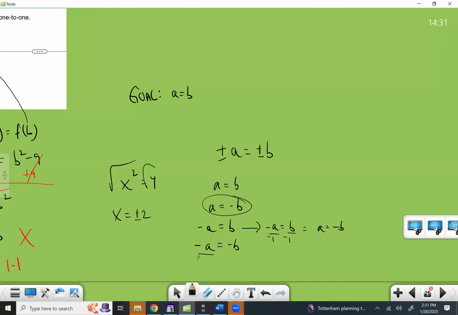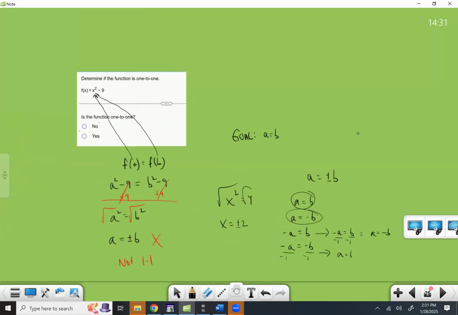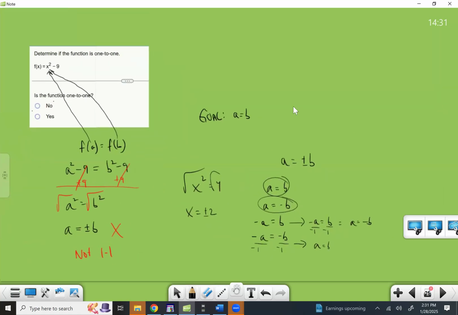On this one, if you divide by a negative to both sides, you end up with A equals B, which is already here. So you technically don't need to put it on both sides. You can just put it on the one side. A equals plus or minus B. Turns out it's equivalent. So that's why we only put it on the one side here, okay? But big thing to note, you can't get A equals plus or minus B. You have to get just A equals B.